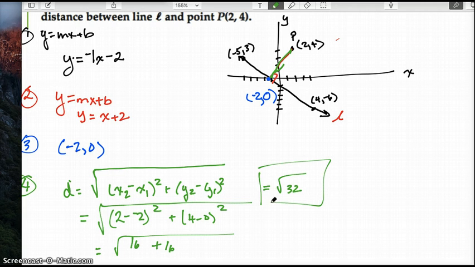We could leave that like that. We could approximate the value. We could do some ways of simplifying it. Let me simplify it just for kicks and giggles. I'm looking for a number. What number goes into this guy? That's a perfect square, 16.